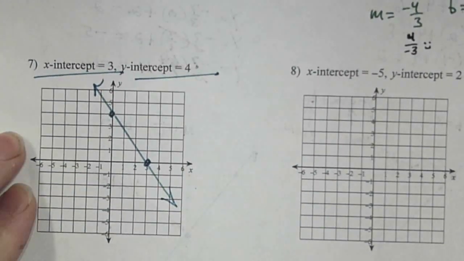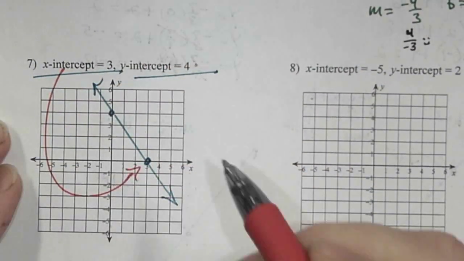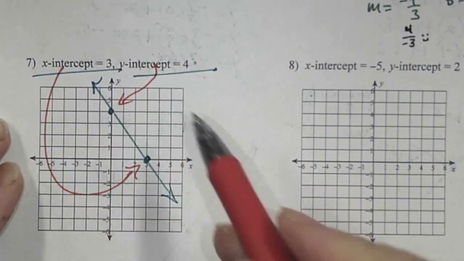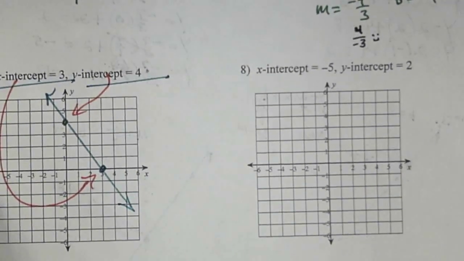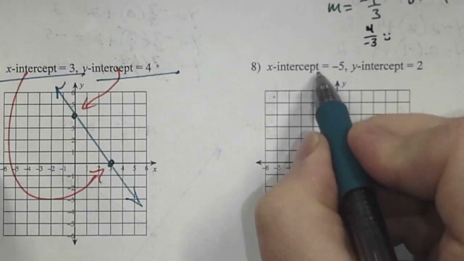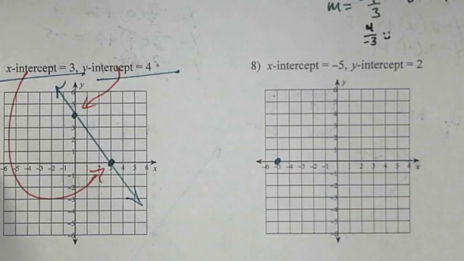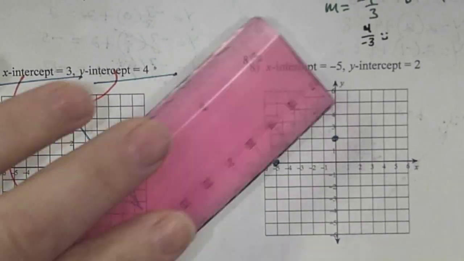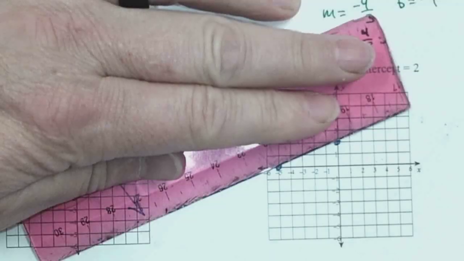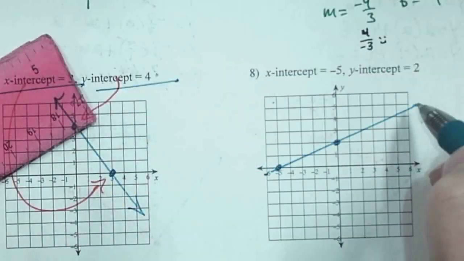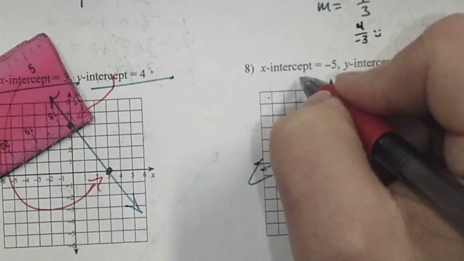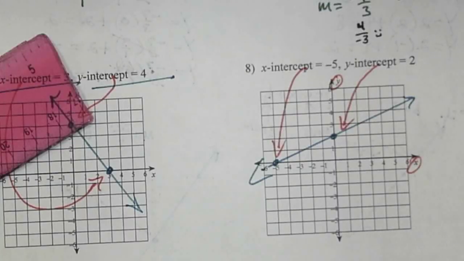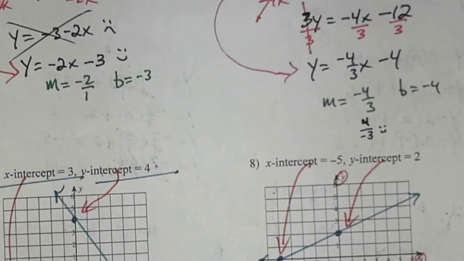If we understand the concept of x-intercept being where it crosses the x-axis, and y-intercept being where it crosses the y-axis, we're fine. How do we do this one? X-intercept, -5, so that's over here, x-axis. Y-intercept, +2, that's here, y-axis. I only need 2, I don't need 3. I like 3, it's helpful, but I only need 2. Boom. My x-intercept is on the x-axis, and my y-intercept is on the y-axis. So there's a little extra for you.